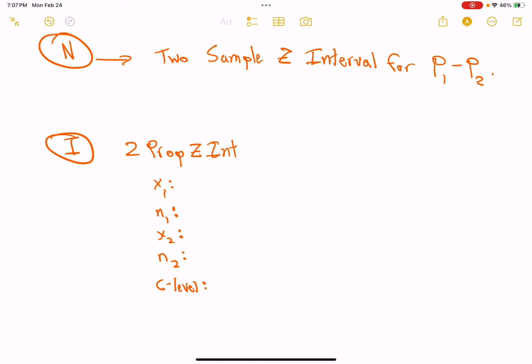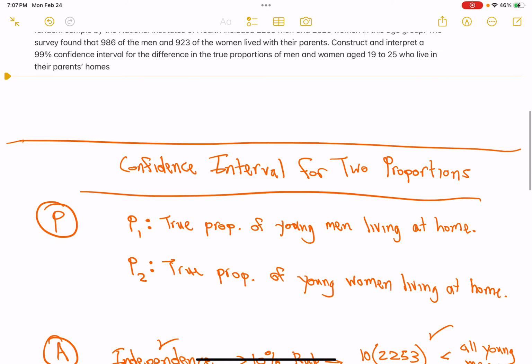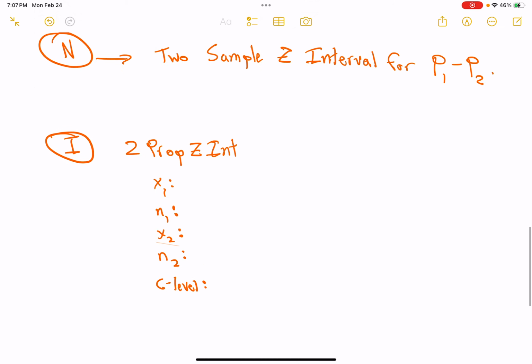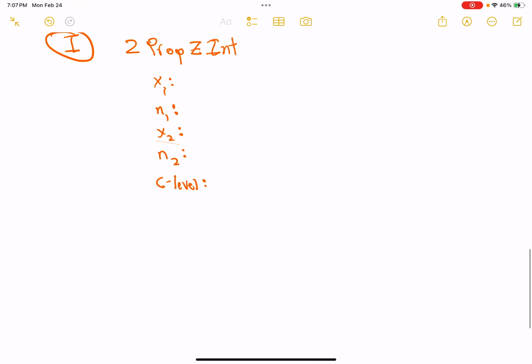Now, for this particular problem, I'm going to go with confidence level first, just to get it out of the way. And it says we want a 99% confidence interval. So for C level, we'll put 0.99.